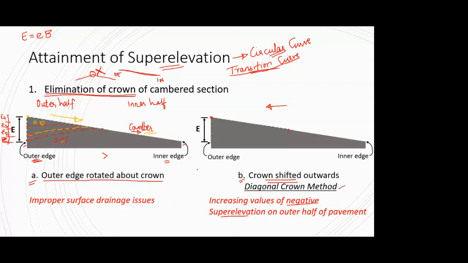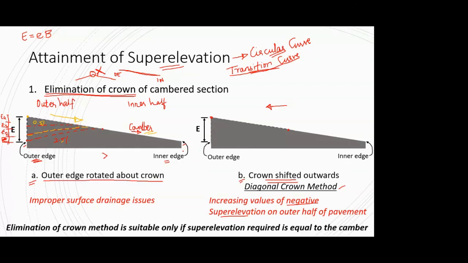And the biggest limitation of this method is that this elimination of crown method is only suitable if your superelevation value that you have designed is equal to the camber value, because we are matching the slope of the outer half with the inner half, and in the inner half we are keeping the slope as it is, or whatever camber we had provided, that is the slope of the inner half of your pavement.